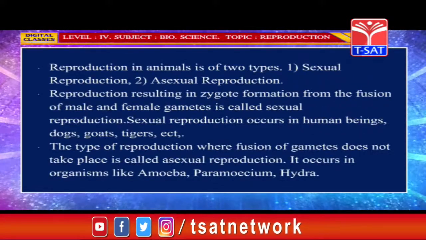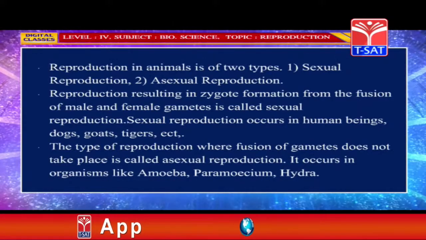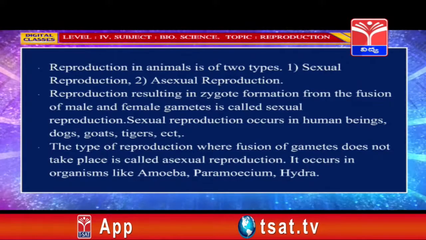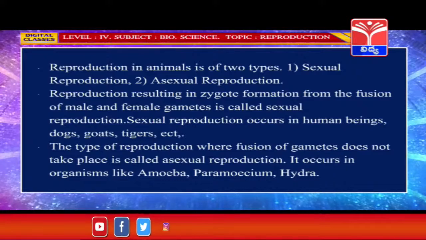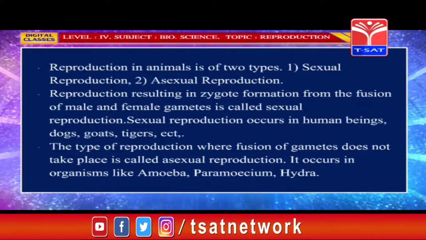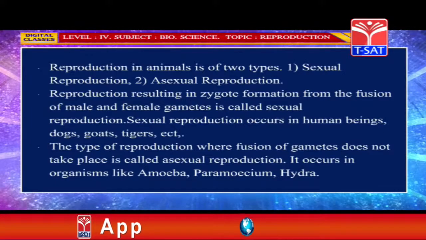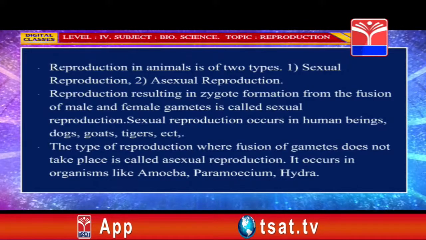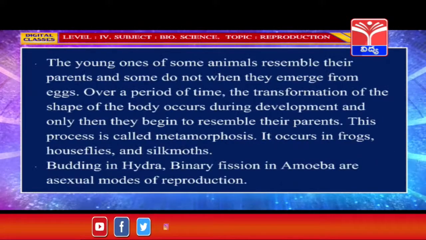Reproduction in animals is of two types, sexual reproduction and asexual reproduction. Reproduction resulting in zygote formation from the fusion of male and female gametes is called sexual reproduction. Sexual reproduction occurs in human beings, dogs, goats, tigers, etc. The type of reproduction where fusion of gametes does not take place is called asexual reproduction. It occurs in organisms like amoeba, paramecium, hydra.